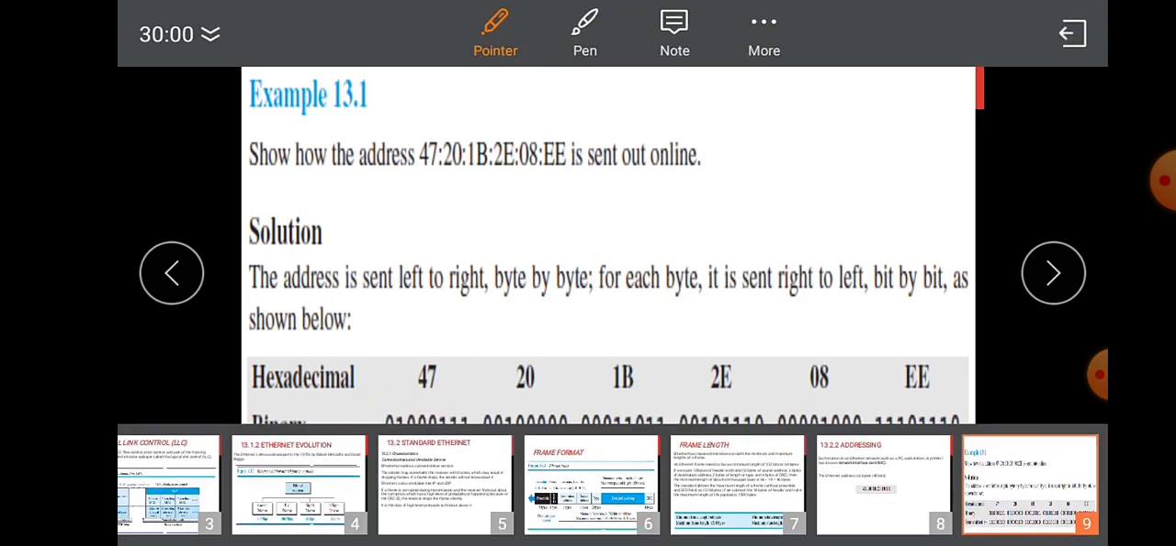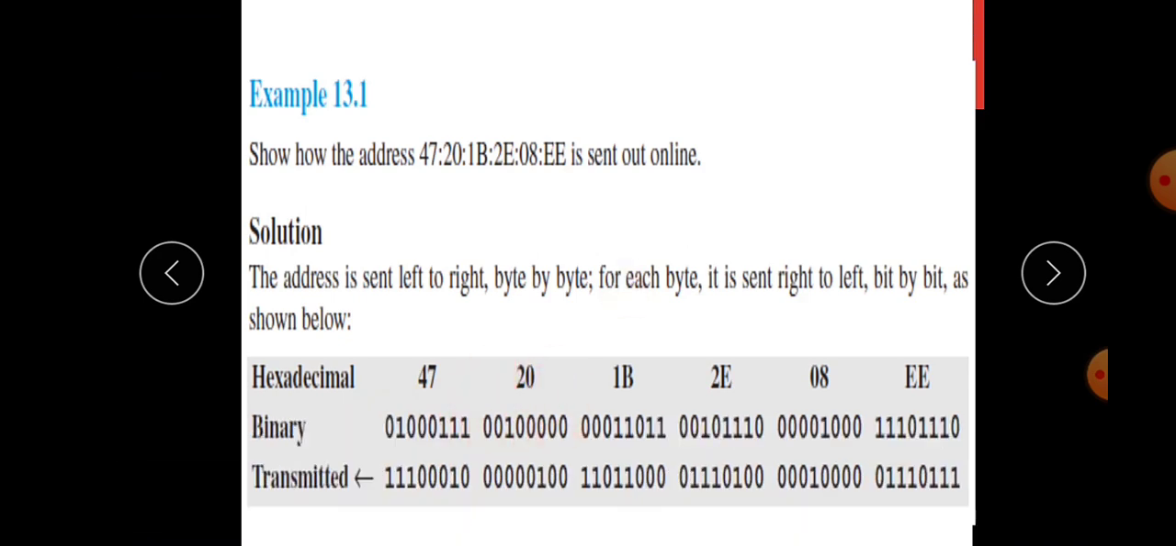Similarly, if you consider the second byte, it is also transmitted like this, look from here, 0 0 0 0 1 0 0 0 like this. So this is the same for all the bytes. So this is how data is sent.